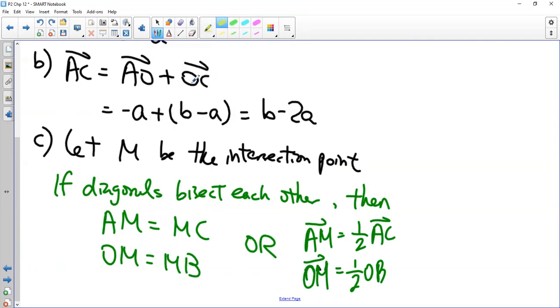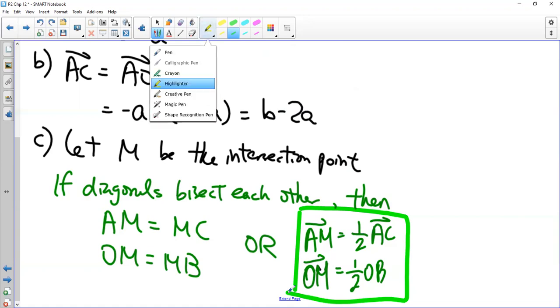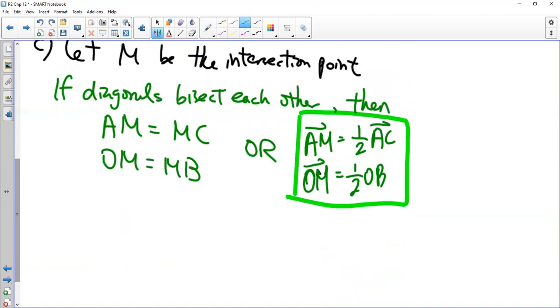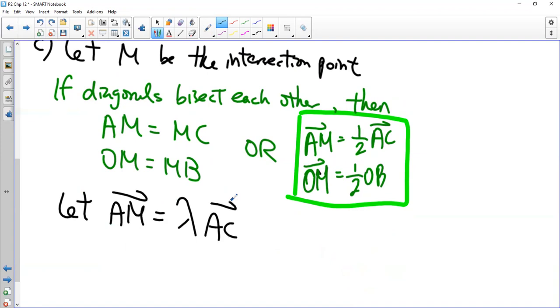So this is the key definition we're going to use. The question is, is it a half though? We don't know, we have to prove it. So we have to prove it's a half. If they do bisect each other, it's a half. So this is where the real steps begin. Okay, we'll let M be an intersection point. Then we're going to let AM equal to lambda of AC. Now you should have done something similar last year. Not sure if you remember. And we're going to let OM equal mu of OB.